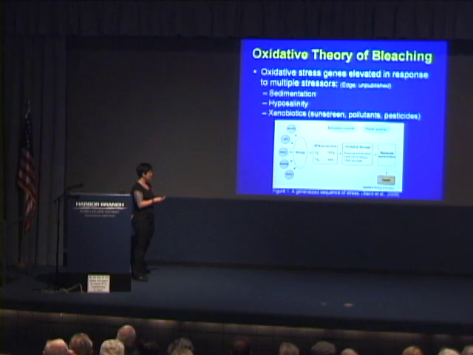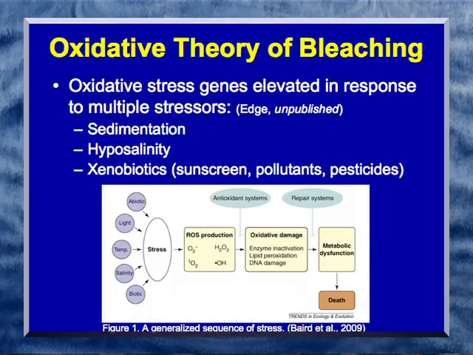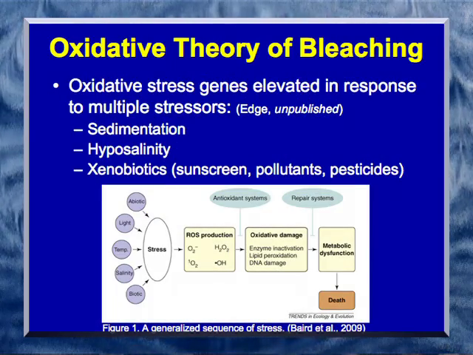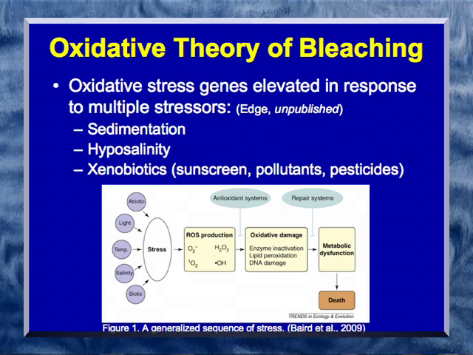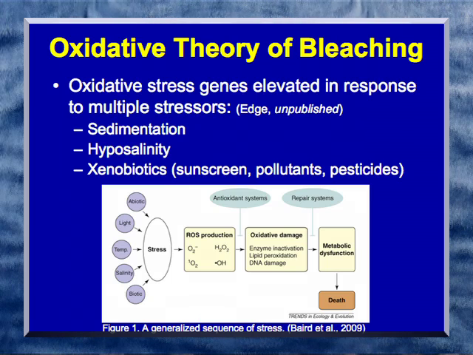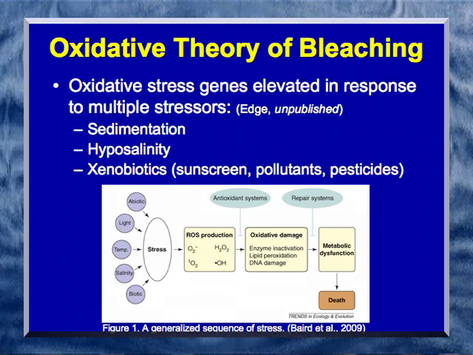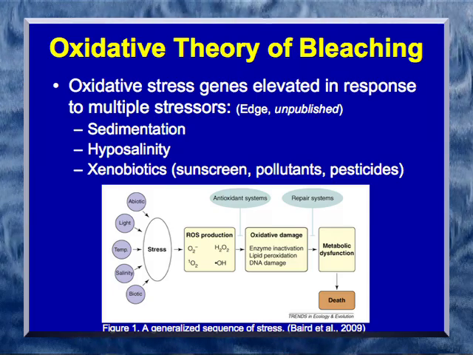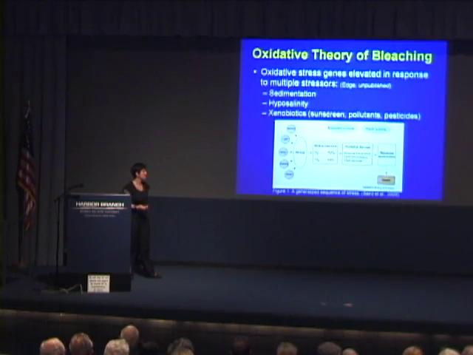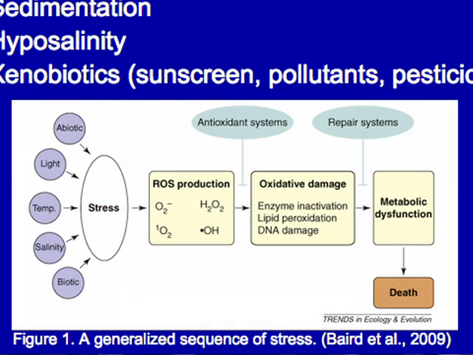And what I'm seeing is that one of the first lines of stress upon any stressor, ranging from sedimentation to low salinity or freshwater exposure to xenobiotics and even disease, is I see oxidative stress turned on. So I'm not convinced that it's necessarily a mechanism of coral bleaching, but just a symptom of stress. And this was also shown by Barrett et al. in a recent publication.